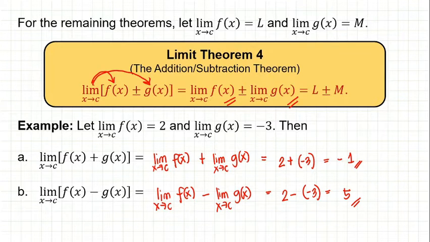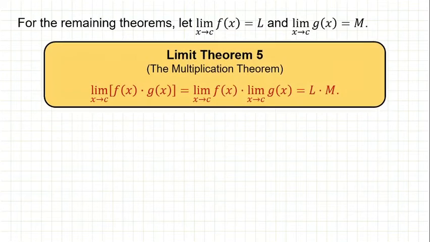For the fifth theorem, we have the multiplication theorem or the product theorem. So almost the same lang siya sa sum or difference. So parang na-distribute lang rin yung limit sa bawat function. So the limit of f of x times g of x as x approaches c is equal to the limit of f of x as x approaches c times the limit of g of x as x approaches c. And that will be equal to L times m from our given assumption.